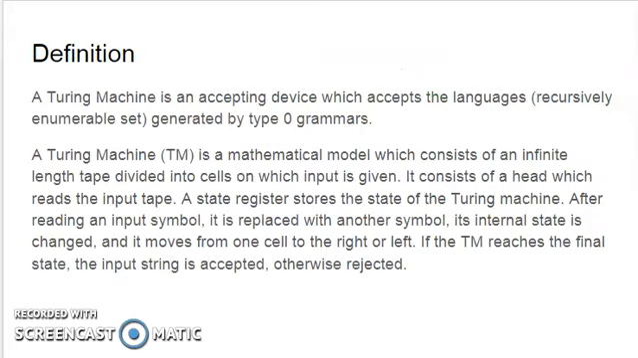Coming back to Turing machine. A Turing machine is a mathematical model which consists of an infinite length tape divided into cells on which input is given. It consists of a head which reads the input tape. A state register stores the state of the Turing machine. After reading an input symbol, it is replaced with another symbol. Its internal state is changed and it moves one cell to the right or left according to the example. If the Turing machine reaches the final state, the input string is accepted, otherwise rejected.